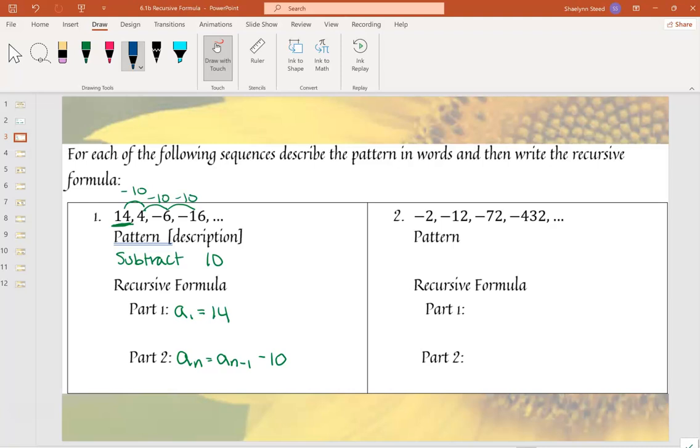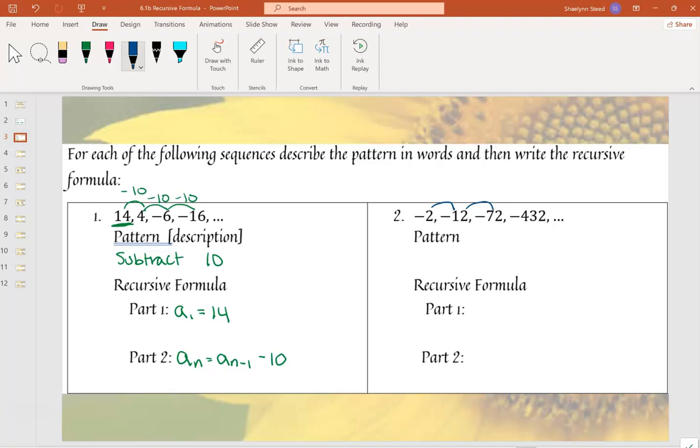So let's come over here. This one goes -2, -12, -72, -432. So let's see if this is subtraction again. That would be minus 10, and then this would be minus 60. Those are not the same thing, so it's not going to be a subtraction pattern.